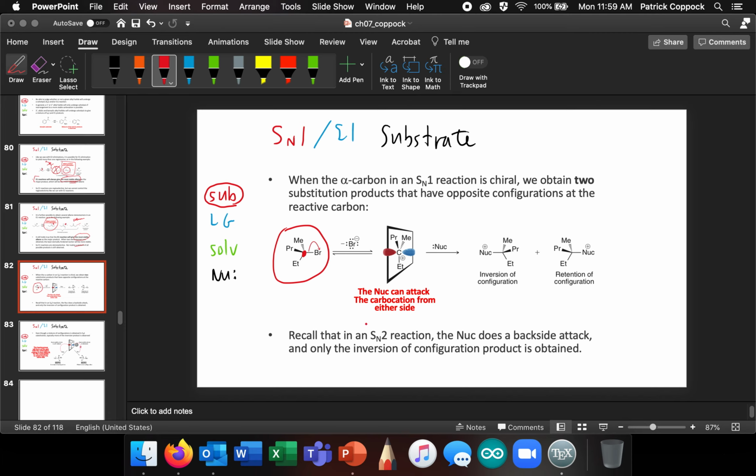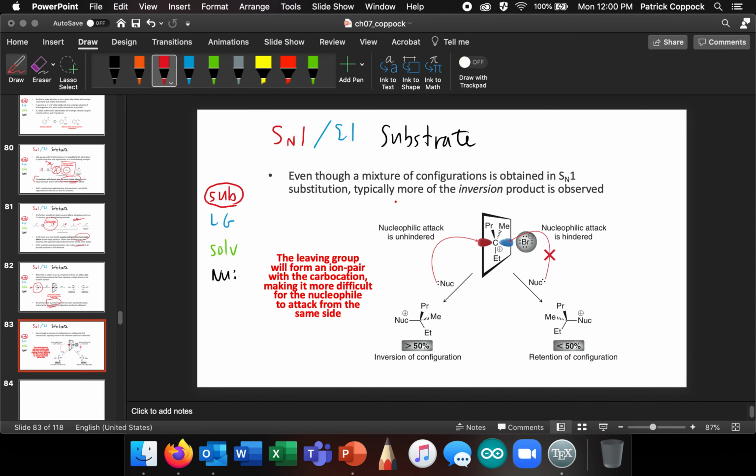Now SN2 has a backside attack, right? And only inversion of configuration is obtained. So you're going to get a backside attack, the bromide's leaving and the nucleophile is going to be coming in from the opposite side. But that's not the case with SN1. However, we still get more of the inversion product observed because it's not unusual to have a nucleophile sort of waiting in the wings as the leaving group is leaving.